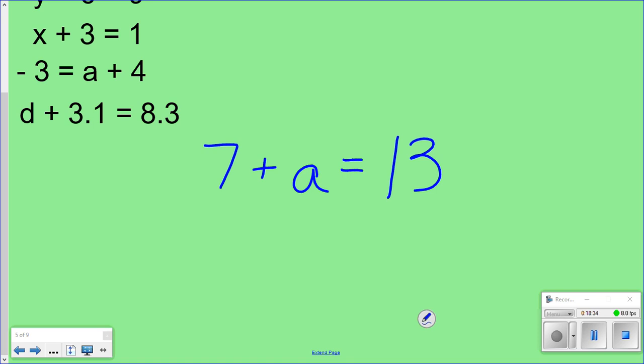Kate asked a good question. He said, can I switch these? You can only switch them if you're adding. If you're subtracting, you cannot do that. So if you switch them, fine, but for subtraction, you can't. I'll show you one of those in a second. A should be 6. Okay? I'm going to do another one like that. Watch this.